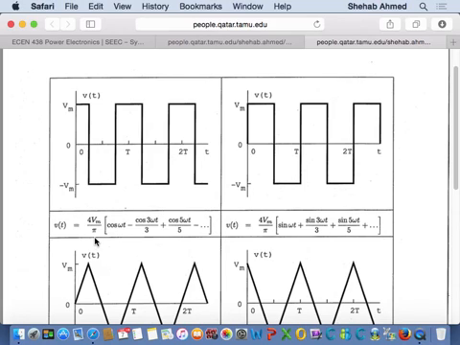Then you can find the power consumed by the resistor due to the fundamental component. It's IRMS squared times the resistance, right? So you found that for the fundamental. Then you found that for the third harmonic. Then you found that for the fifth harmonic. Then you found that for the seventh harmonic.